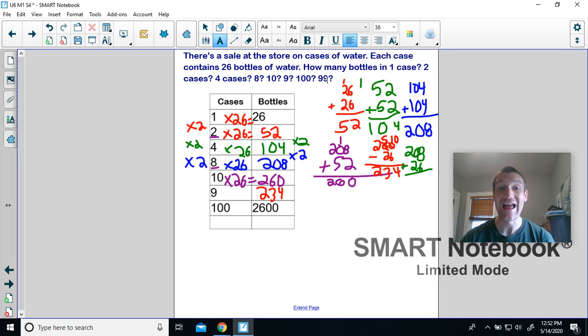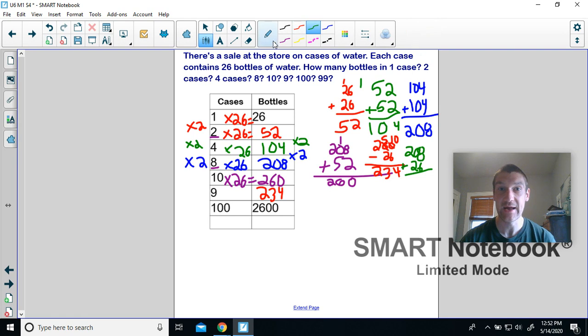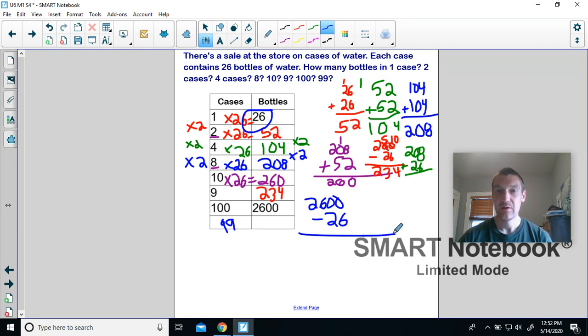Now, what if we only have 99? Let's use our strategy about subtracting again. Okay. So what if we start with our 2,600 bottles of water, and now we have 99 cases. That's one less case. So I'm just going to take one less case away, which was 26 bottles of water. All right. This is a tricky one because I see I'm not going to be able to subtract my 1s or my 10s because I have zeros there.